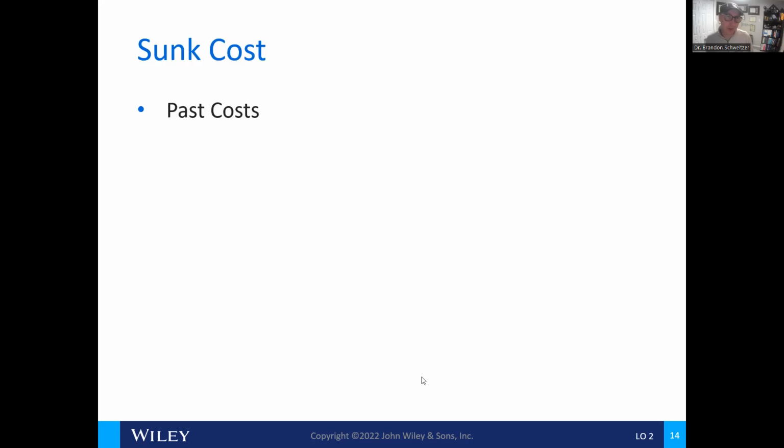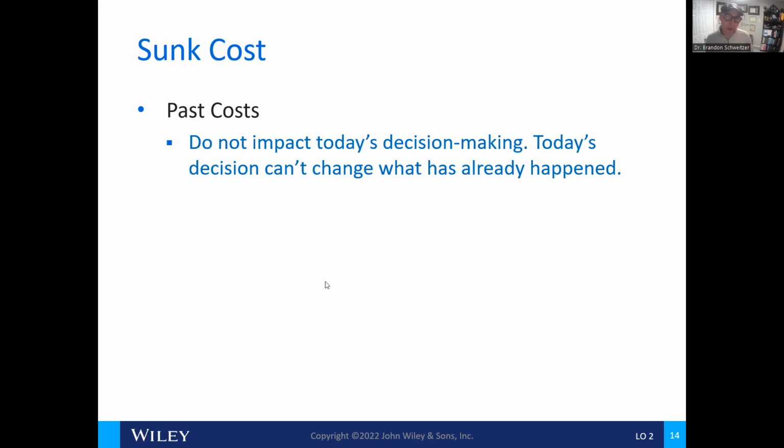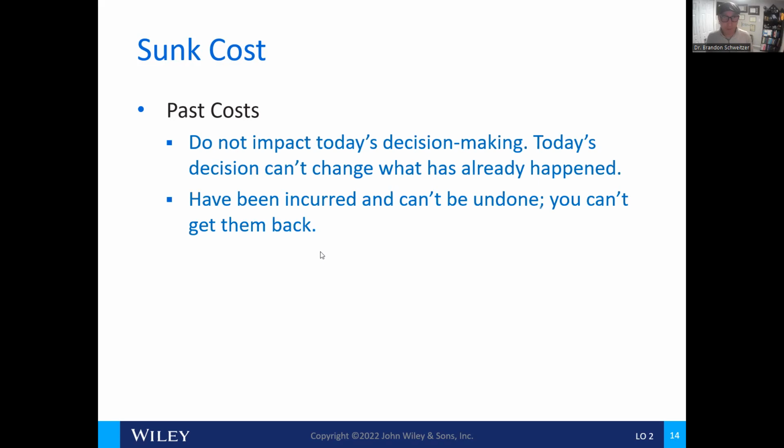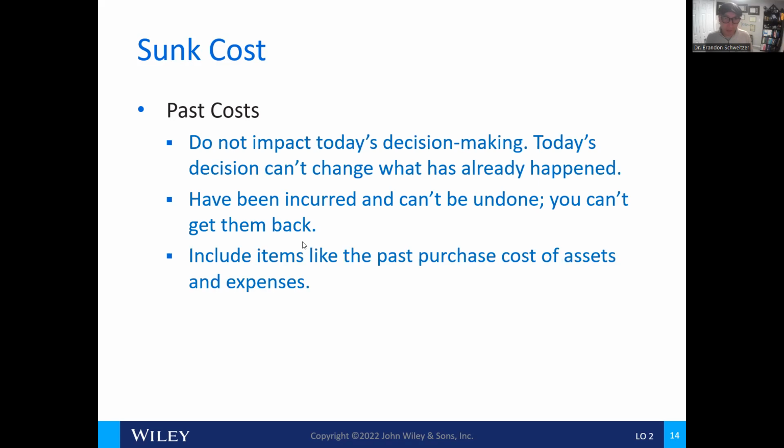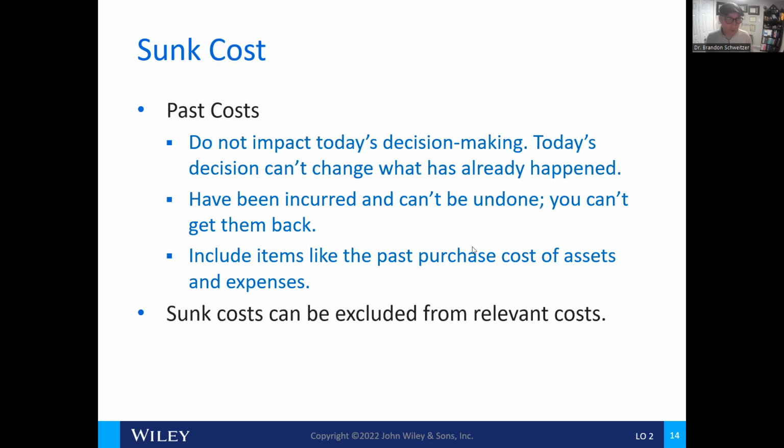Some costs, as I mentioned, are costs that happened in the past. They are irrelevant to our decision-making process because costs that have happened in the past cannot impact our decision, because they've already happened. They've been incurred already and cannot be undone. You can't get that money back. We include items like past purchases of assets and expenses, but some costs can be excluded from relevant costs. Relevant costs happen only in the future.